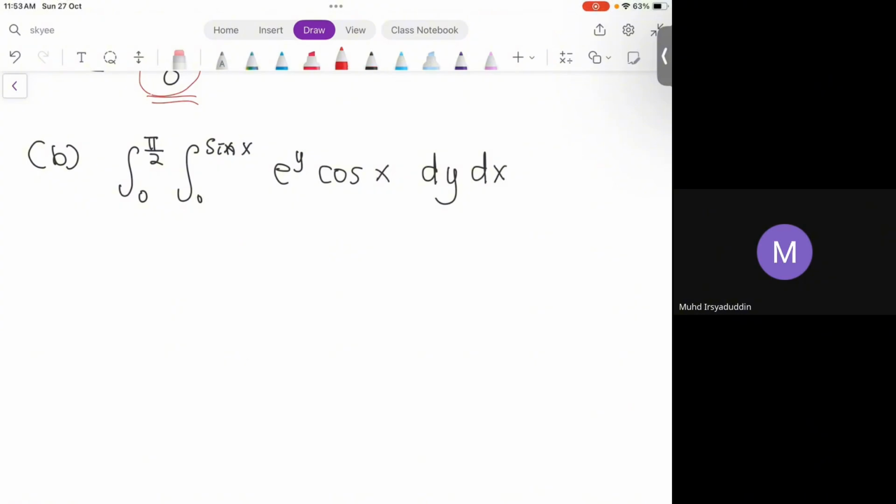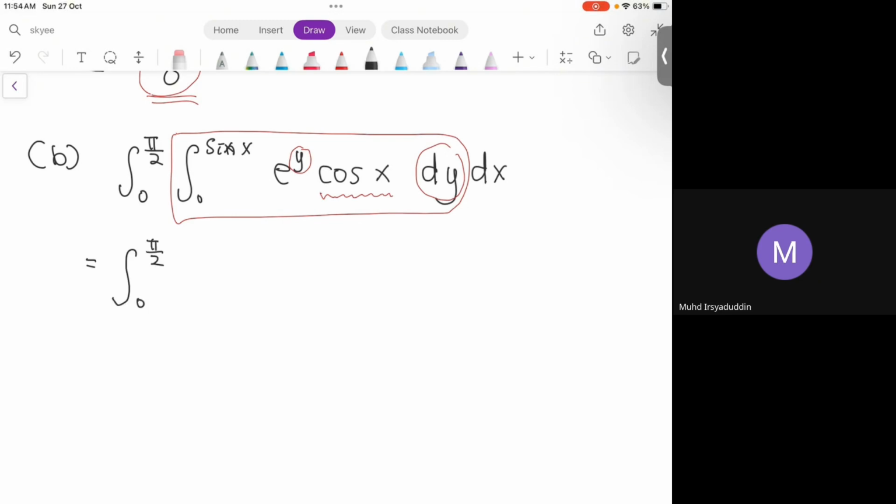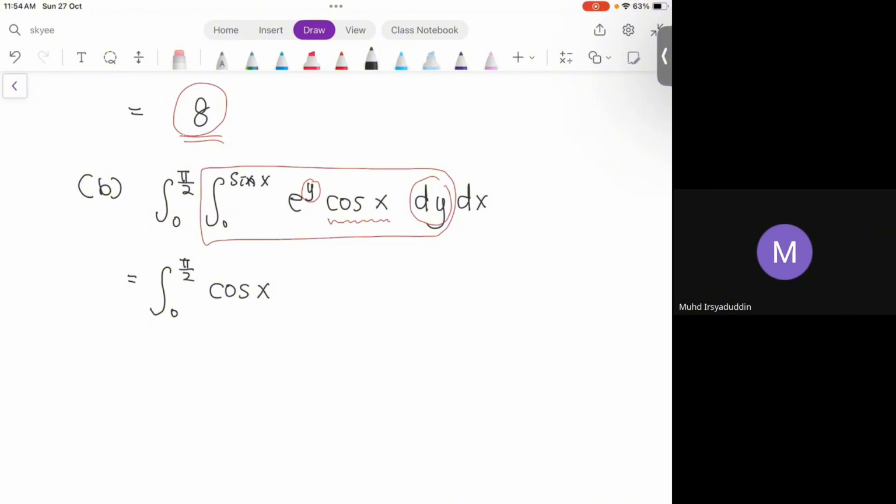For the first integral, we have to integrate with respect to y. So where is y? Y is here. So this term will be a constant. So move the constant out. I will write down and move the cos x out. I just leave the exponent y inside, dy and dx.